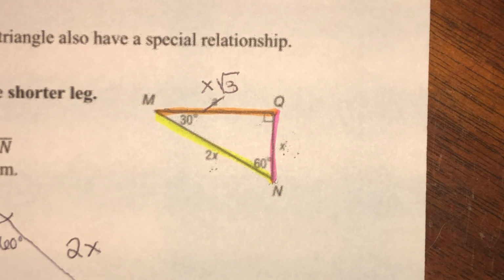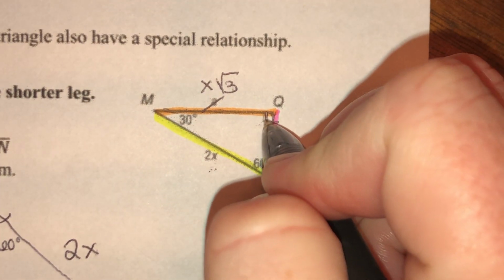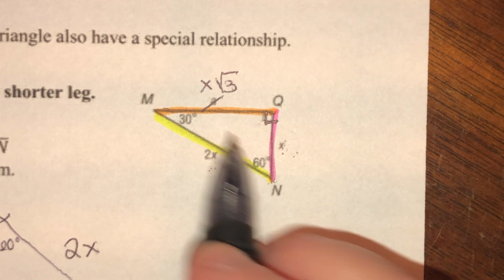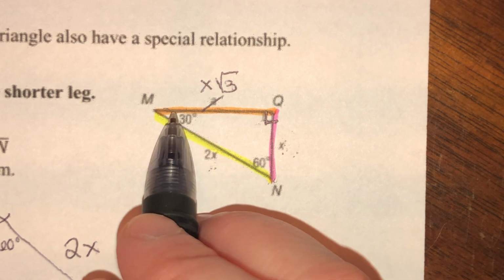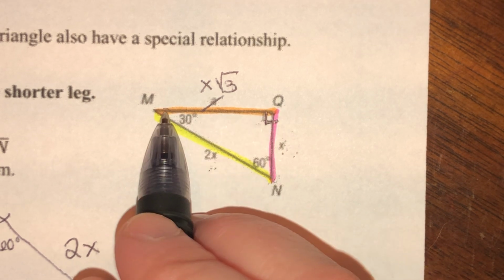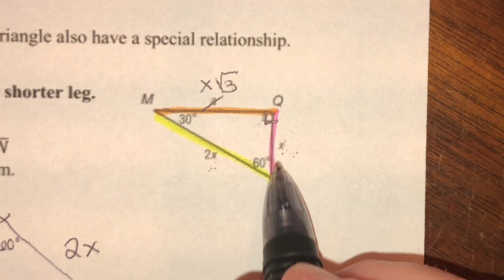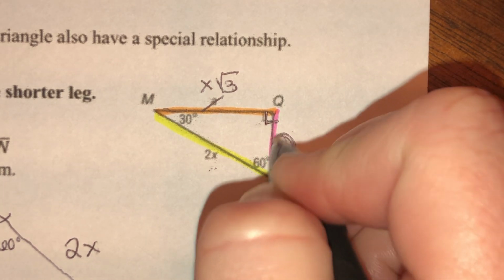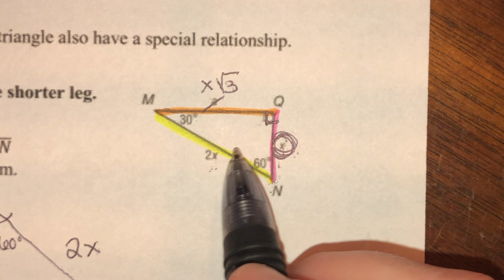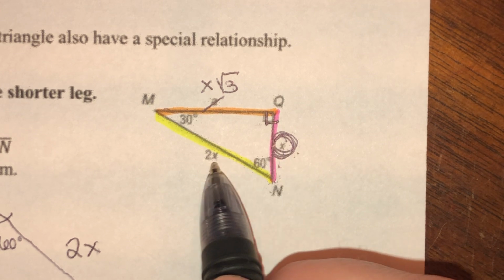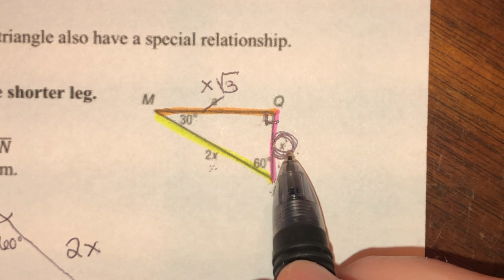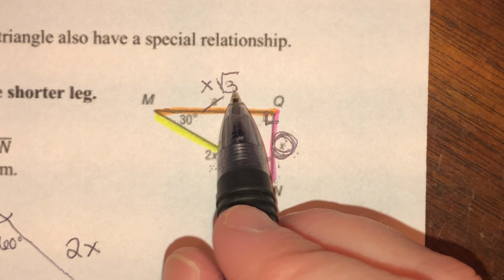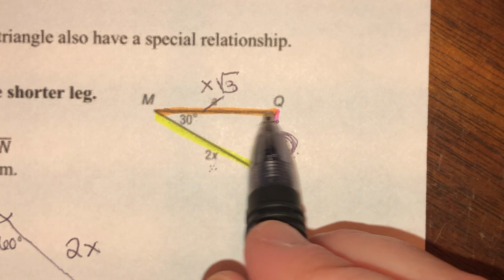All right, cool. So again, with 30, 60, 90, we've got a 90-degree triangle that has one angle at 60 degrees, one angle that's 30 degrees. It has a short leg, a long leg, and a hypotenuse. You always start with the short leg. That's the most important piece. Double it to get the hypotenuse. If this is x, then this is just 2x. Take the short leg and multiply by the square root of 3 to get the long leg.